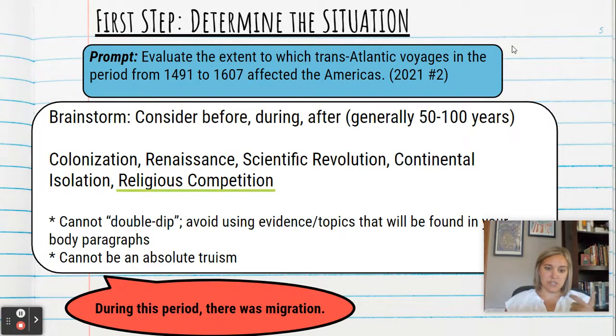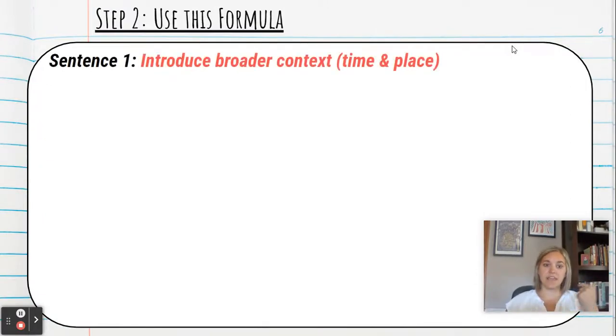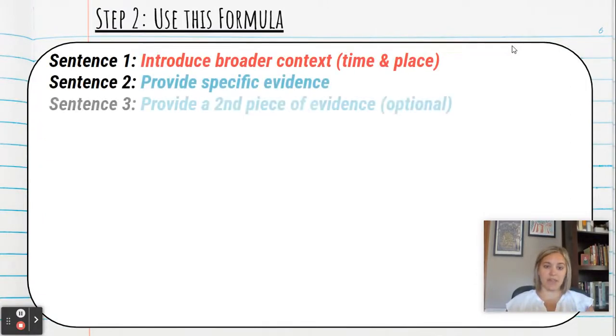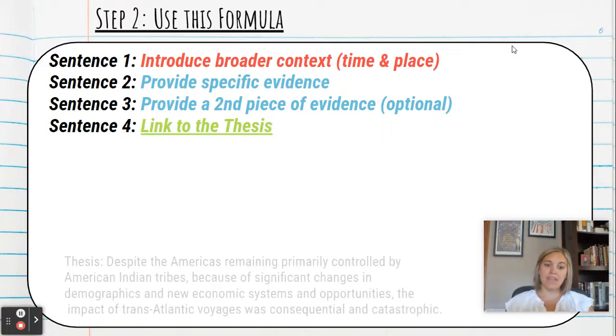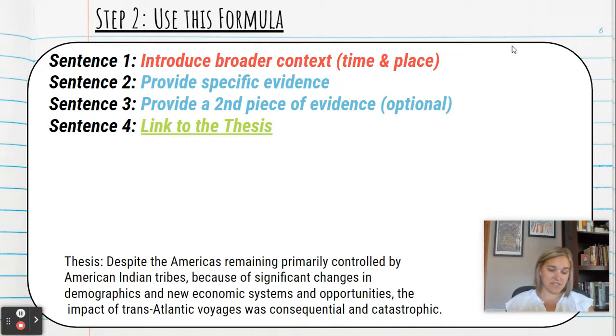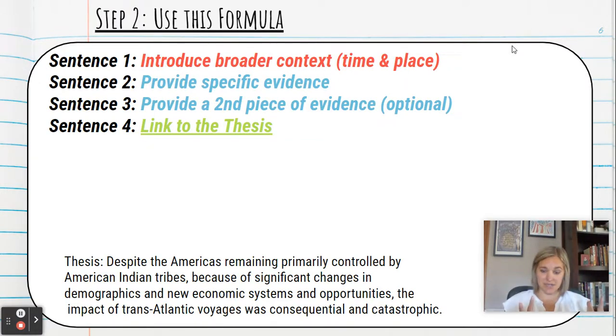All right, so I choose religious competition to use, but students can use whichever one they want. I then explain the formula that will get them the point. If they follow this and have historically accurate information, they're basically guaranteed the point here. And then I give them a sample thesis statement just to make sure they understand how important that link to the thesis is. So you would want to pause here and give students, again, practice to write a broader context.